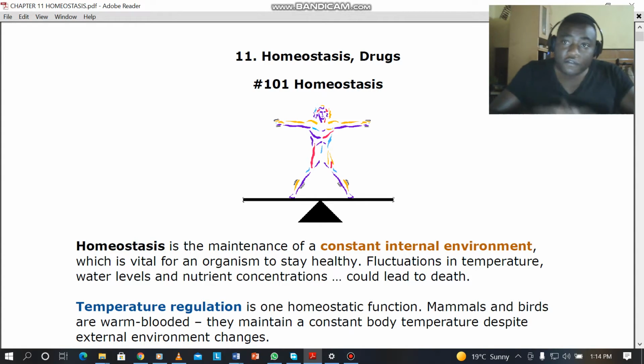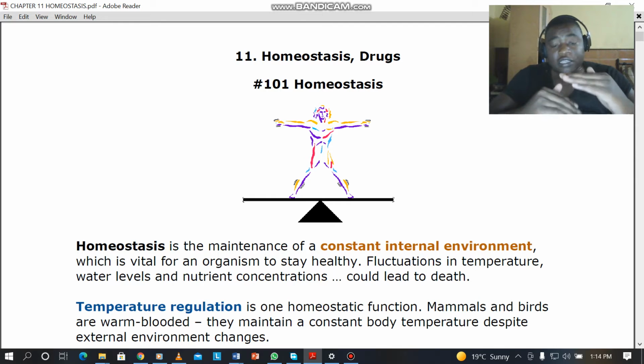Okay, so I don't know if you guys have ever wondered why do you shiver? Why do you sweat? Sweating and shivering is just one of the processes that happens to your body when it wants to maintain a constant temperature of about 37 degrees. Another type of homeostasis is also the control of blood glucose.